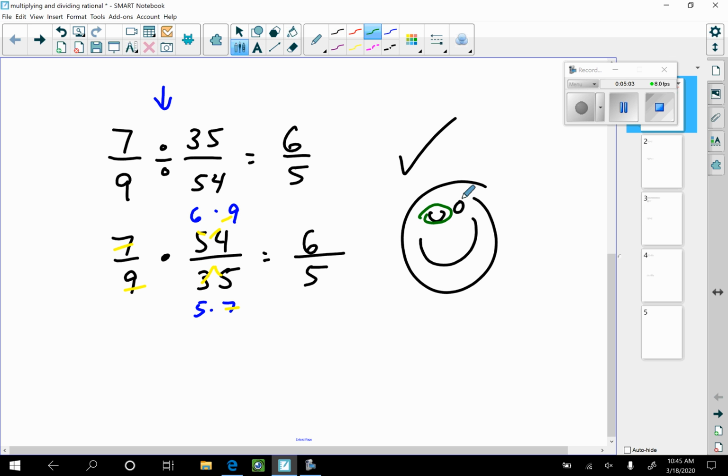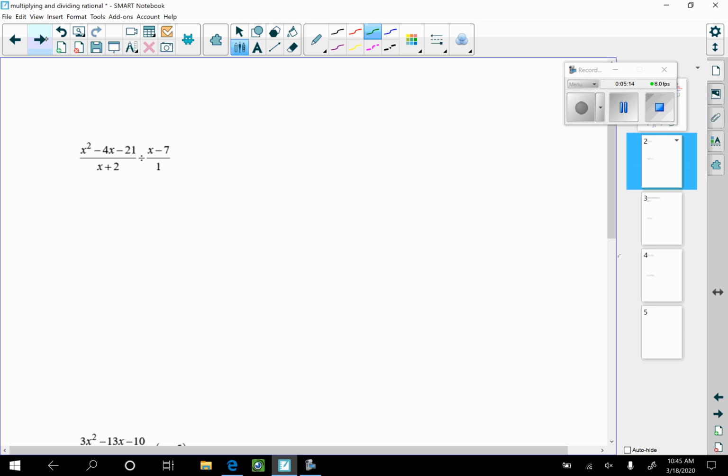All righty. Let's go to the next page and let's do some good stuff. Some algebra stuff. Here we go.